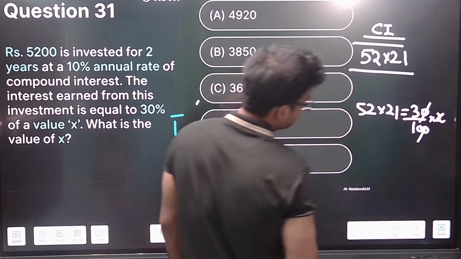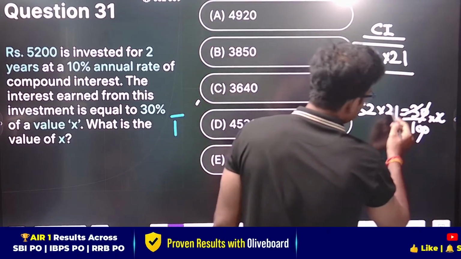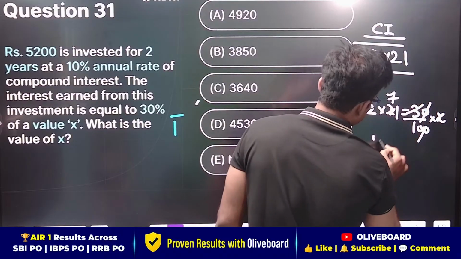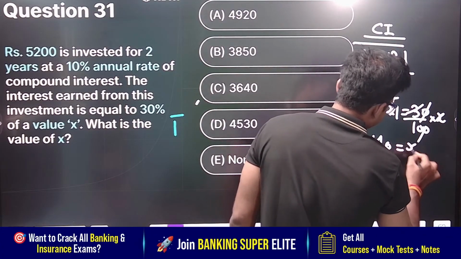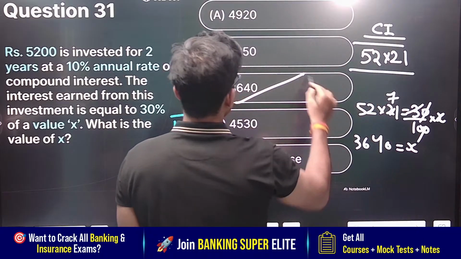This goes correct. 3 7s are 21, 7 2s are 14. This is 36. So X would be 360540.